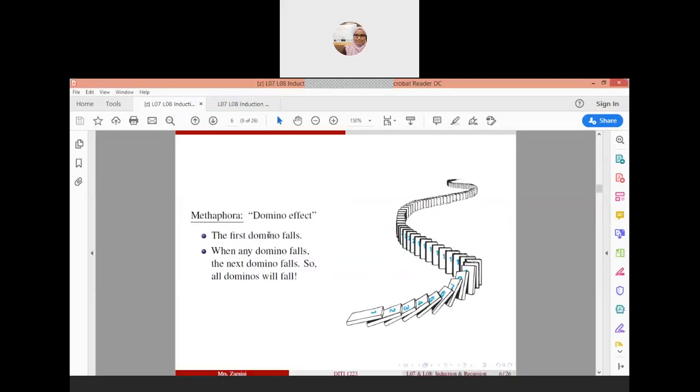Okay, this is the metaphor, which is an example of why we have to prove one thing true, then all become true. The metaphor is like the domino effect, which is if the first domino falls, then all the dominoes will fall too. So all the dominoes will fall. That's the metaphor.